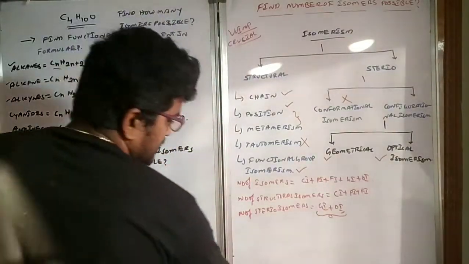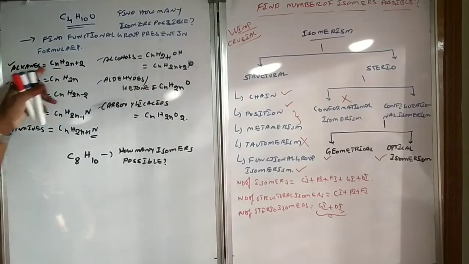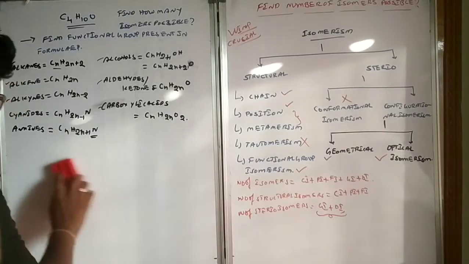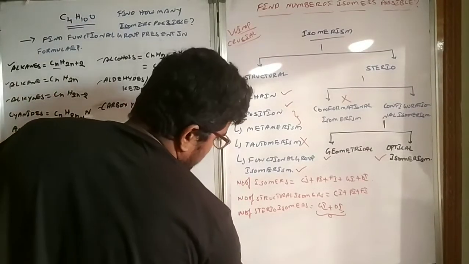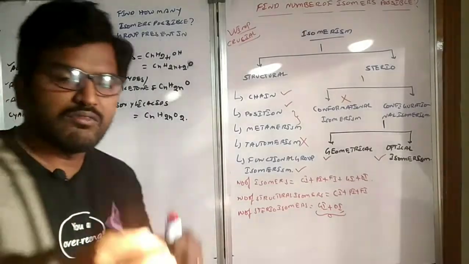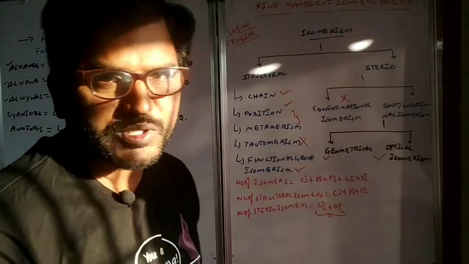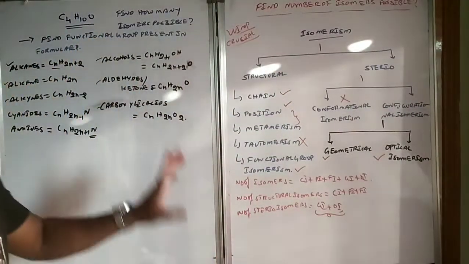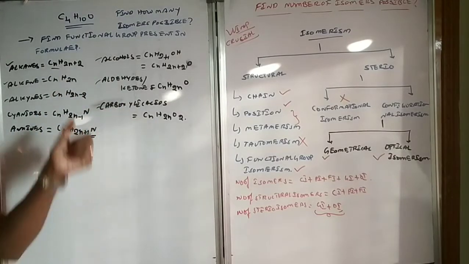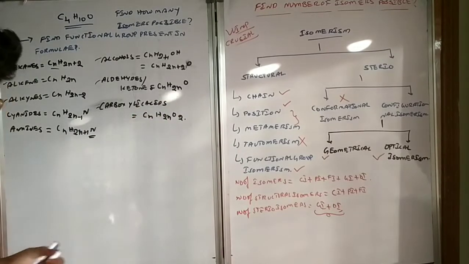So the very first thing you have to do is find the functional group present in the compound. This one I will explain after this. That is the first step. Whenever they give you any formula and ask you to find the number of isomers possible, the very first thing is to find the functional group present in the compound. These are the general formulas of the different compounds.